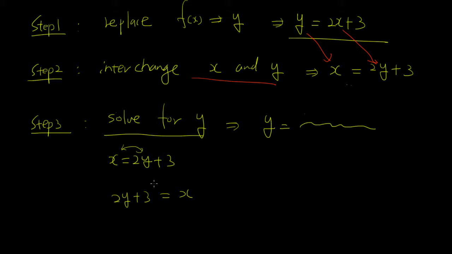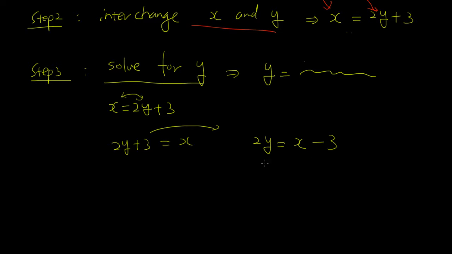Didn't do anything fancy yet. I'm just switching the left and right side. Now I'm going to move this 3 to the other side. Then it becomes 2y equals x, and if I move this plus 3, that becomes minus 3. Now what? Divide everything by 2 to cancel out. So we have y equals x minus 3 over 2, right?